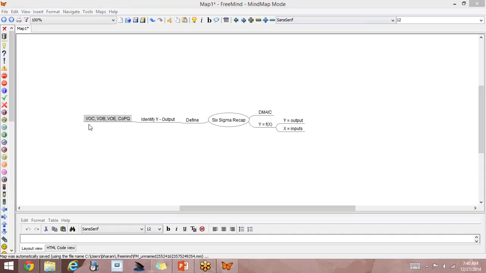So we have looked into voice of customer. We have heard what the customer wants. We have heard voice of business. We have heard voice of employees also, and also cost of poor quality. From all these things, we have come up with CTQ, something that is critical to quality. And within CTQ, we have looked into primary CTQ and also secondary CTQ. Sorry for the spelling.